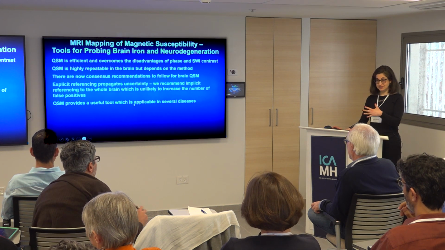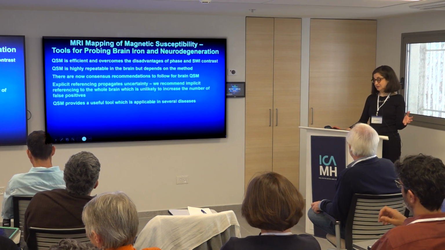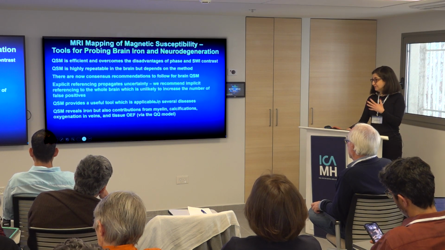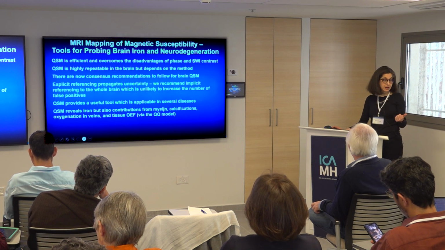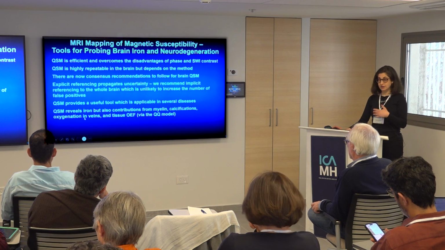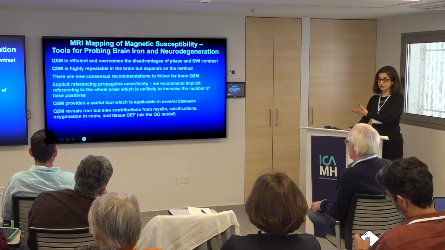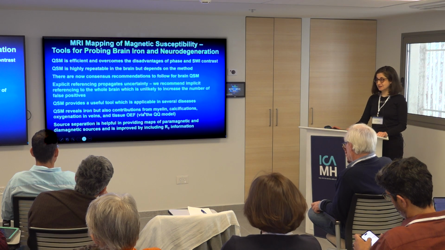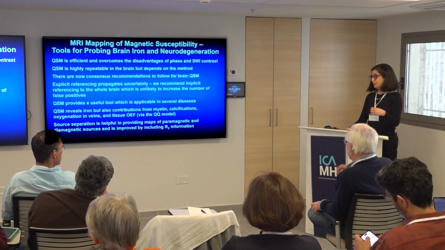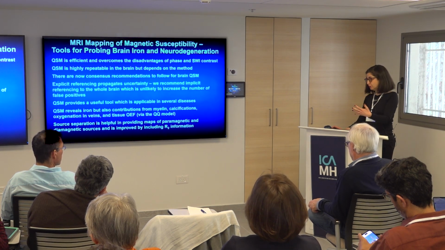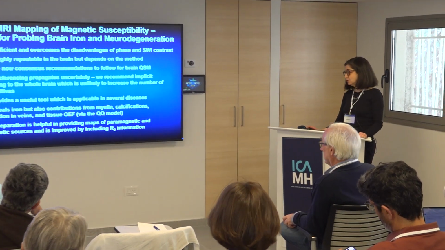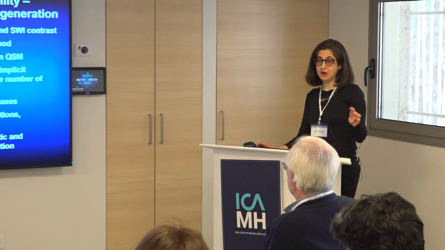You can see that this is now being applied in several different diseases to detect changes in susceptibility, not just due to iron, but due to many other contributions from myelin, calcifications, venous oxygenation, and now even OEF if you use the QQ model. And now we can add to QSM by doing source separation, which is helpful in providing maps of paramagnetic and diamagnetic sources. We can improve those by including the R2 information as well.